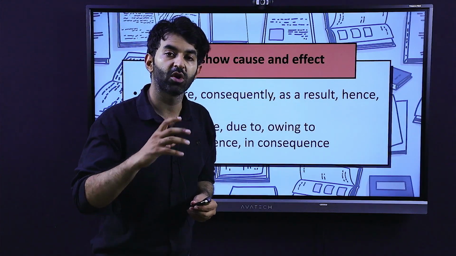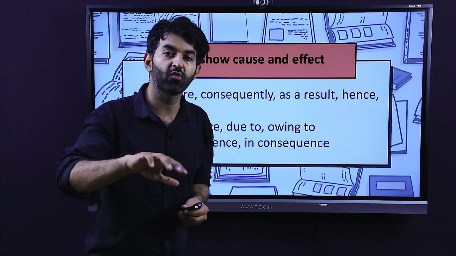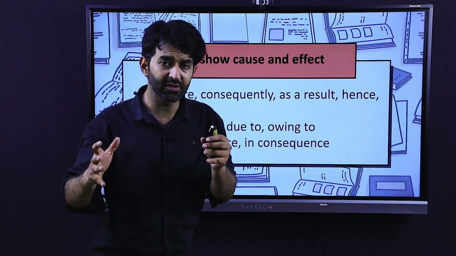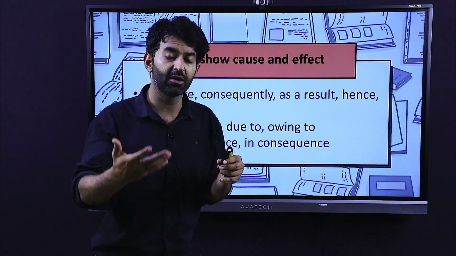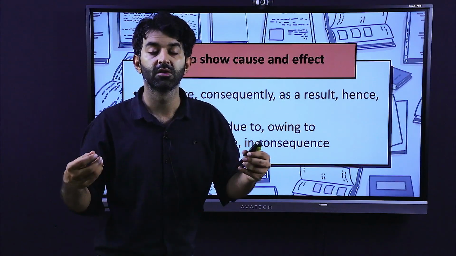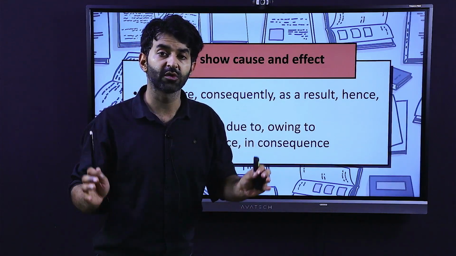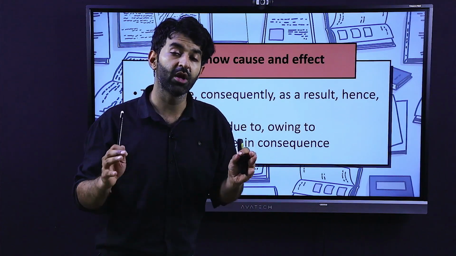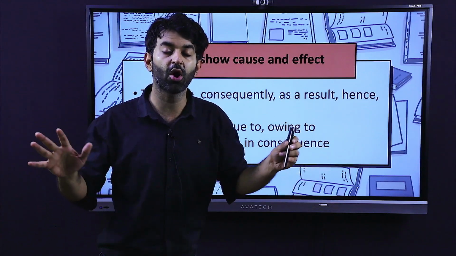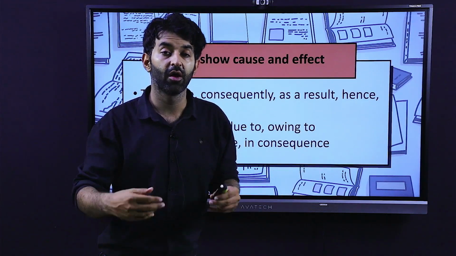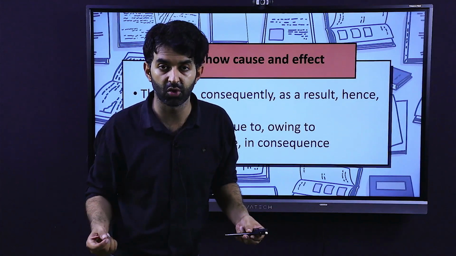Cause is what is causing something, and effect is the result. So the cause and effect relationship is very important when we are identifying a problem and giving some solutions. When we are in the process of seeing what is happening in totality, in a broad sense, we can show the reader the cause and effect relationship.